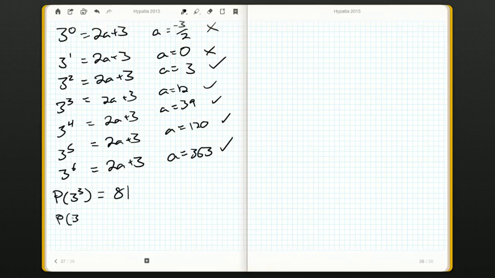How about P of 3 to the 12? Well, it's going to be 13 times 3 to the 12. That's not going to work, too high. We got our values of A that would work. Now we need to actually make sure that they're going to give us powers of 3 that we can use.